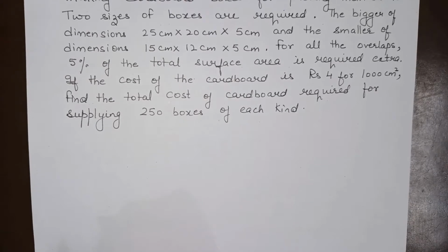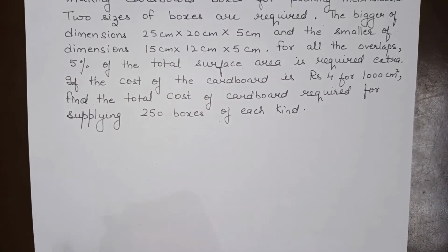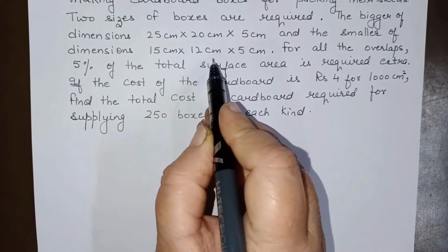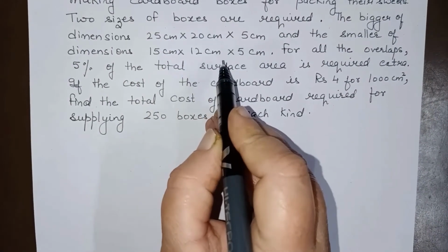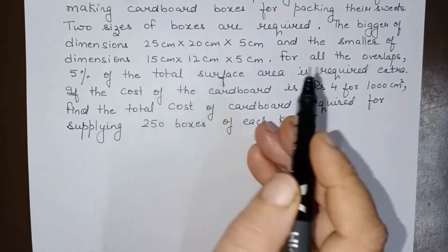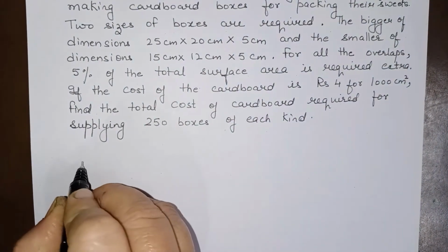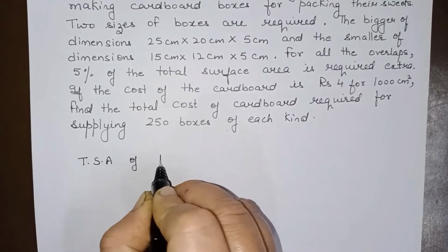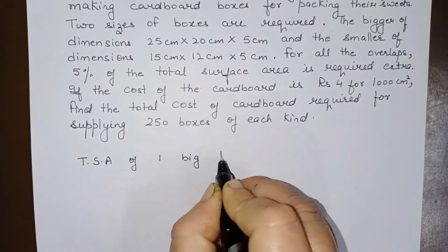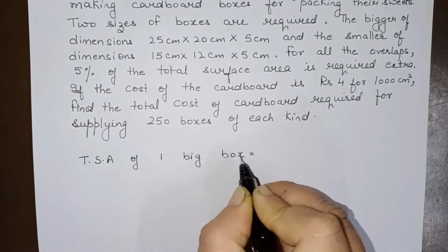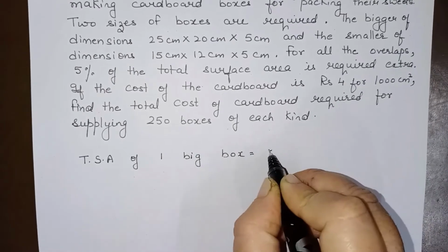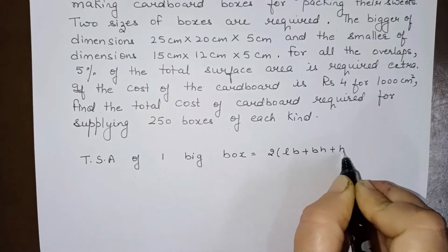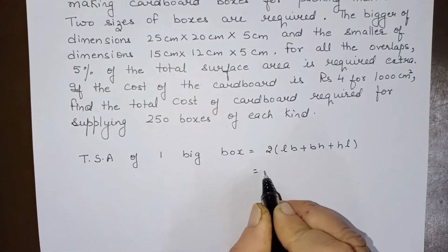Let us first see that two types of boxes are required. One with bigger dimensions and another with smaller dimensions. So we will first find the total surface area of both types of boxes. So total surface area of one big box. Now the box will be cuboidal in shape and its total surface area is given by this formula. So let us substitute the values.